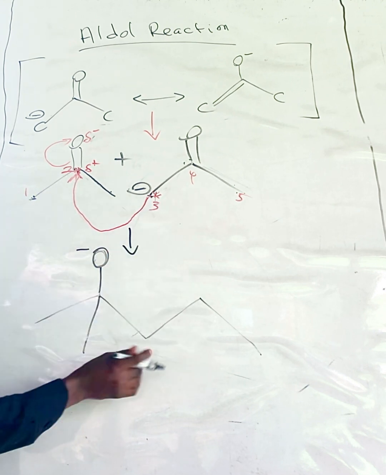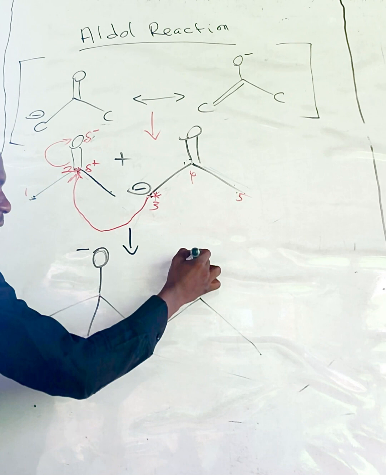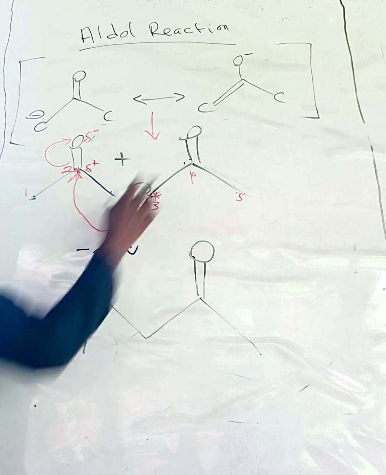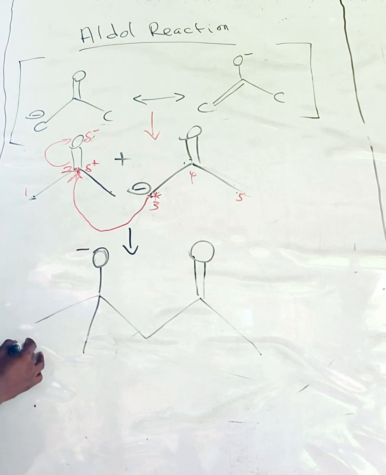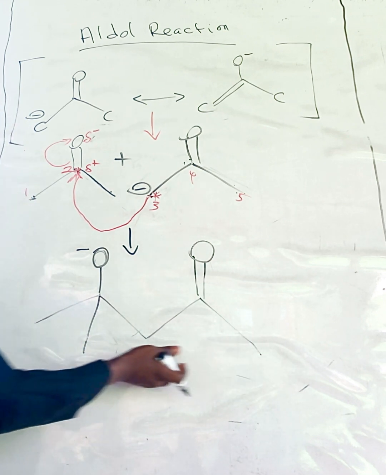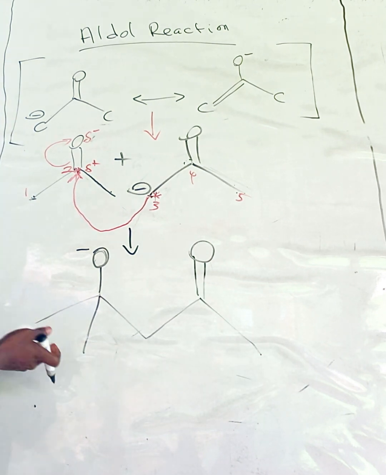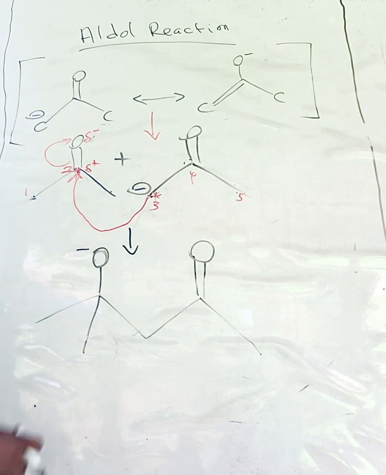Now, carbon 3, there is nothing. Carbon 4, we have a double bond oxygen in there. And then carbon 5 too, there is nothing. Now, this becomes our intermediate product. This becomes our intermediate product.